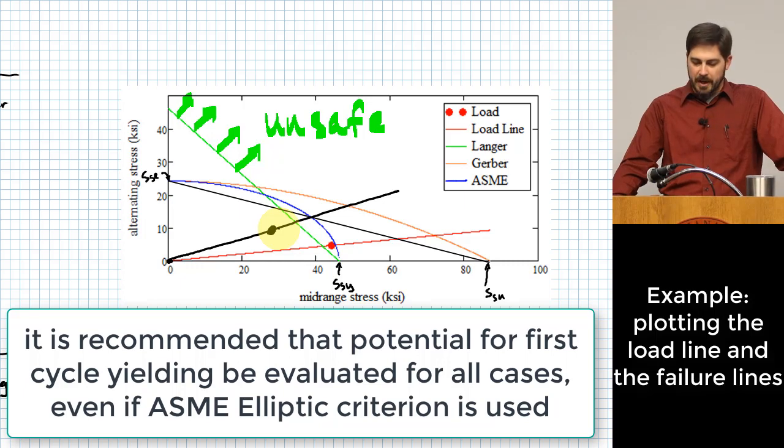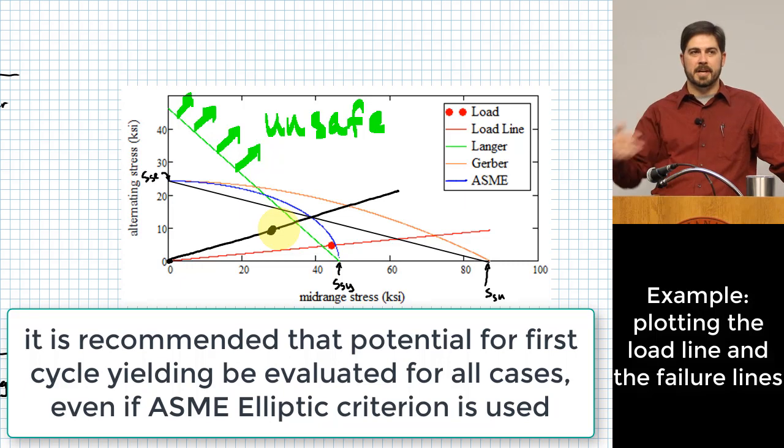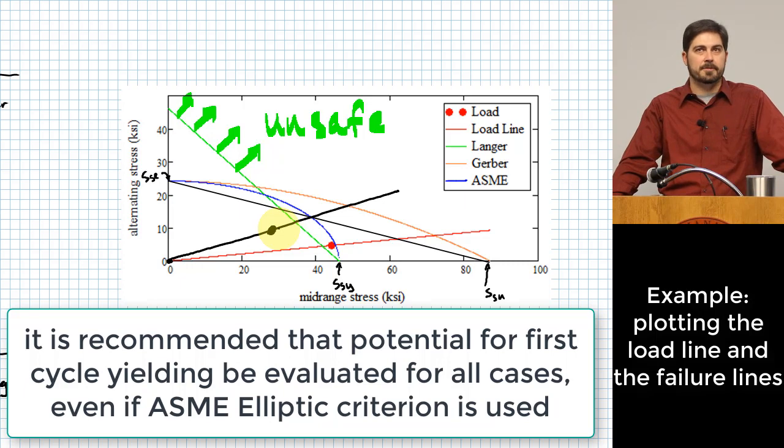Okay? But having the ASME elliptic criterion as one continuous and smooth criterion that at least does something to account for the possibility of first cycle yielding, it's good to know that that's out there.